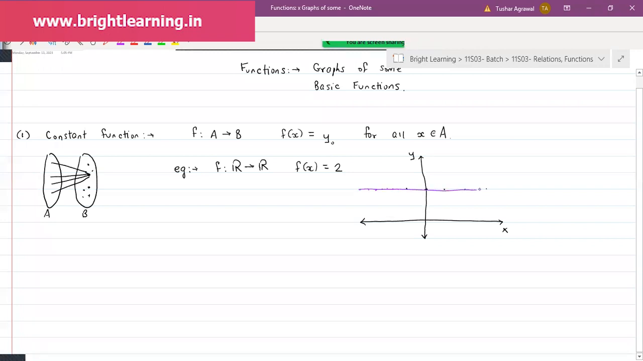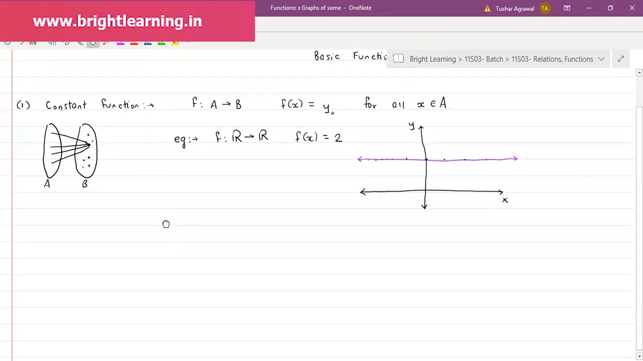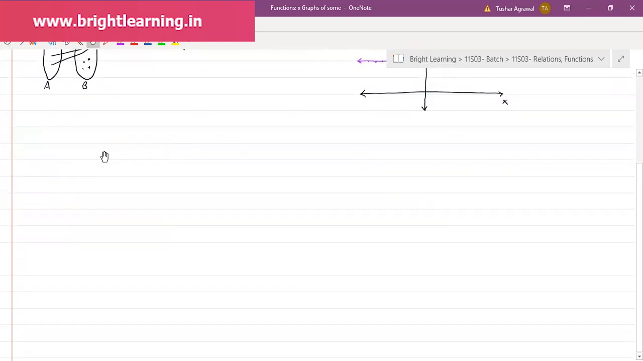So my graph will be a horizontal line passing through the point y equals 2. Passing through the point 0, 2, or let's say the equation of the graph will be y equal to 2. This will be the graph of the constant function, a horizontal straight line. Okay. Next basic function is, let's say, the identity function.